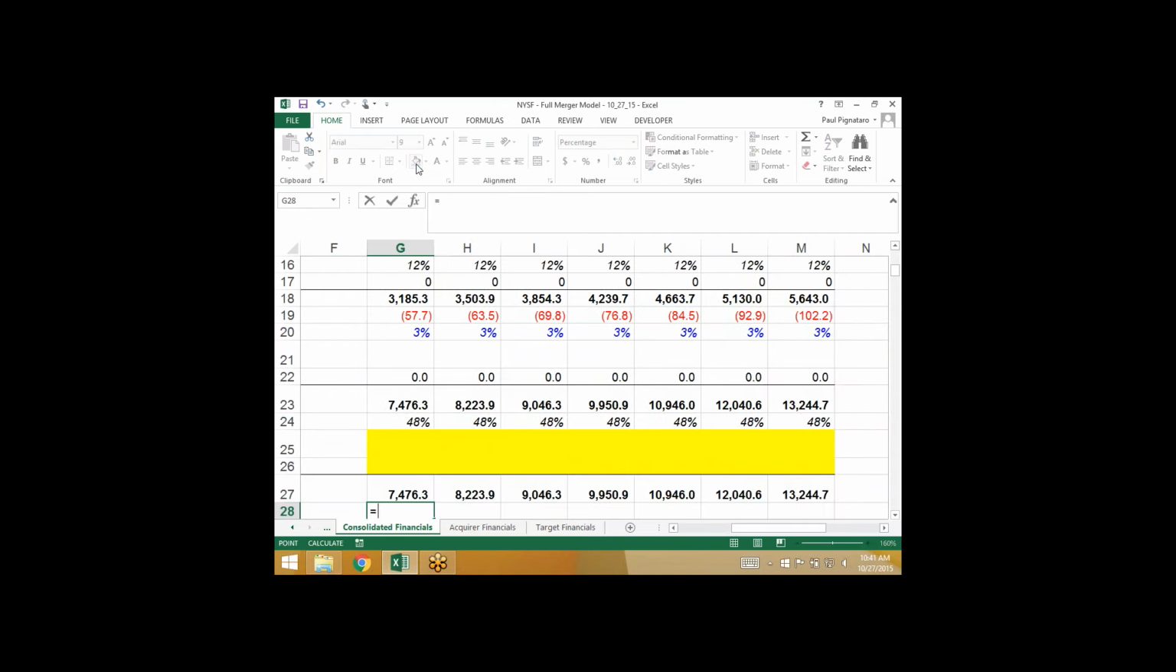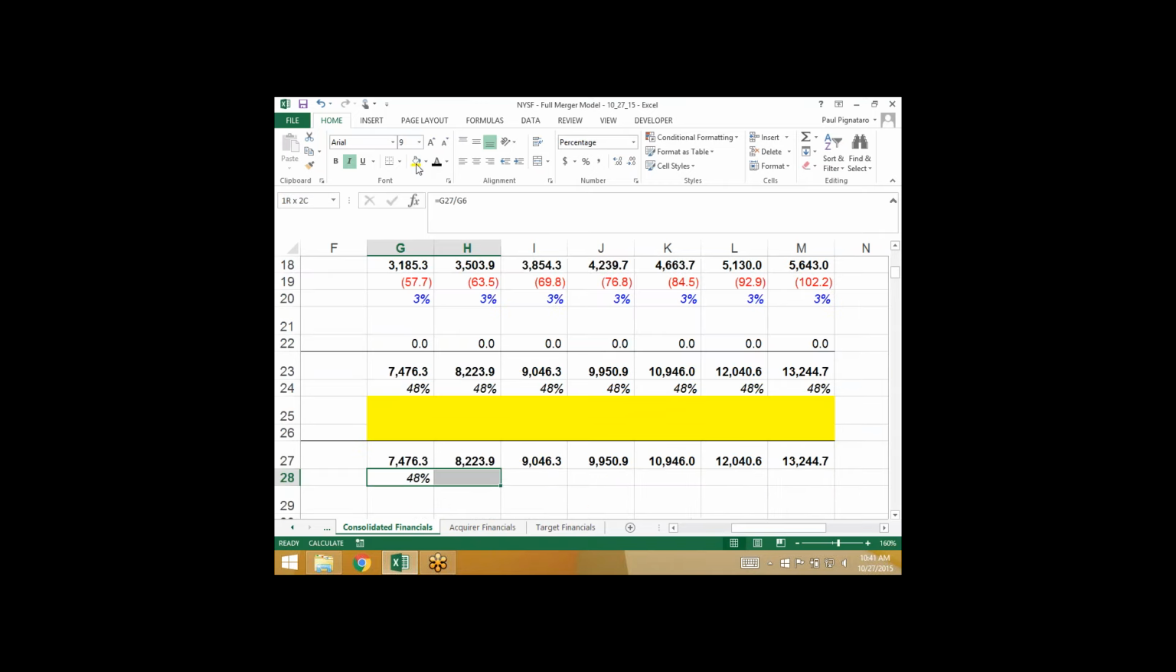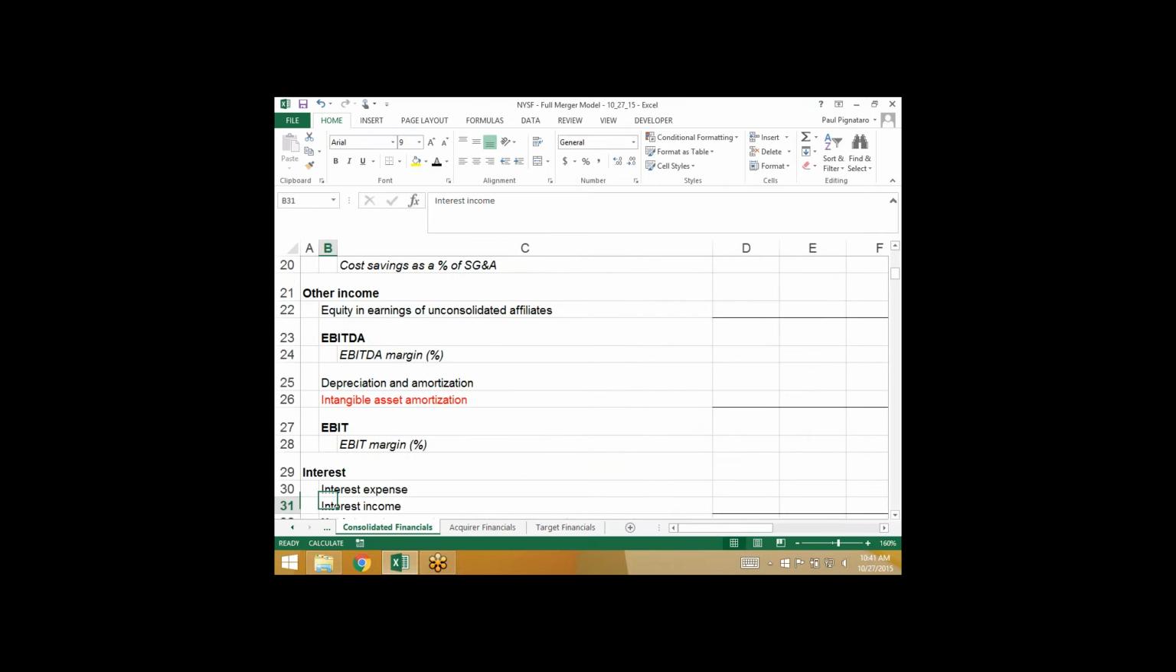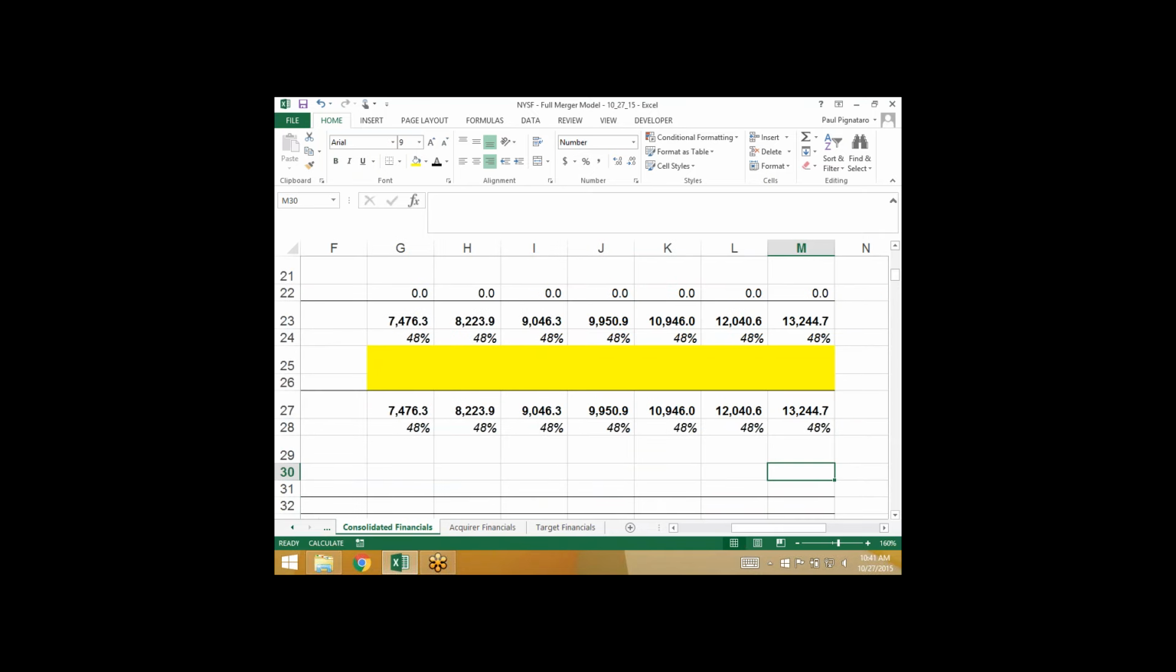And can calculate percentage. Right? You guys have that?